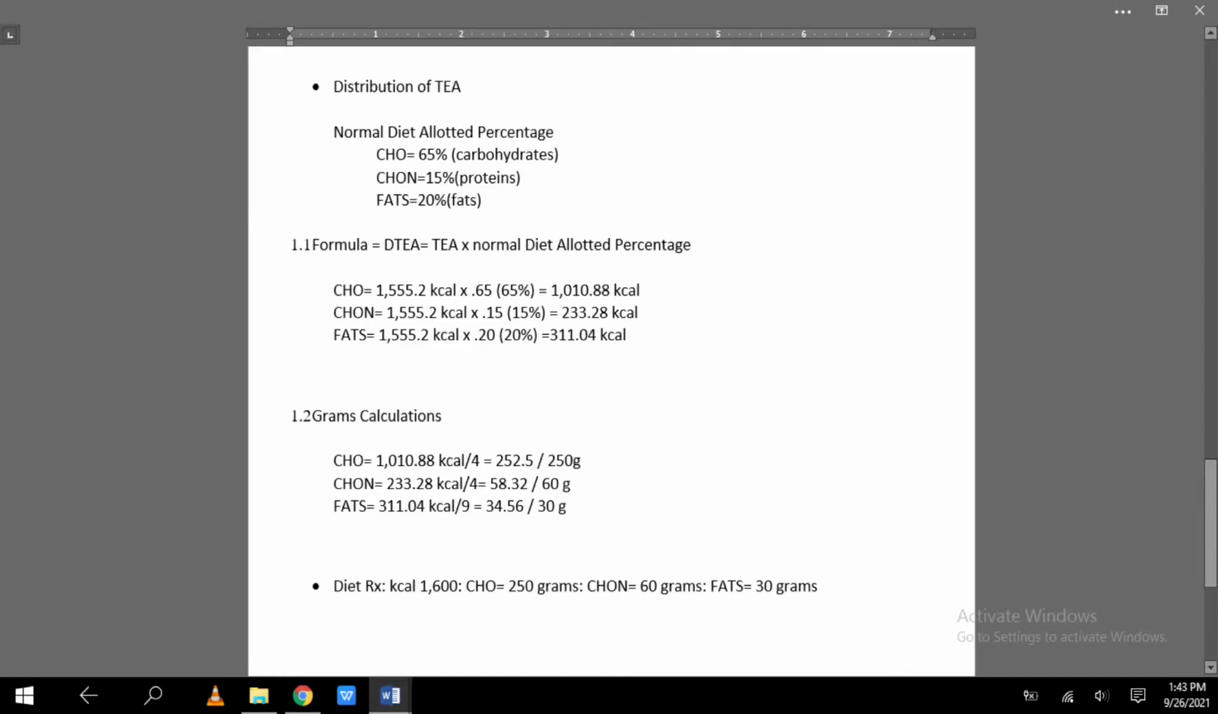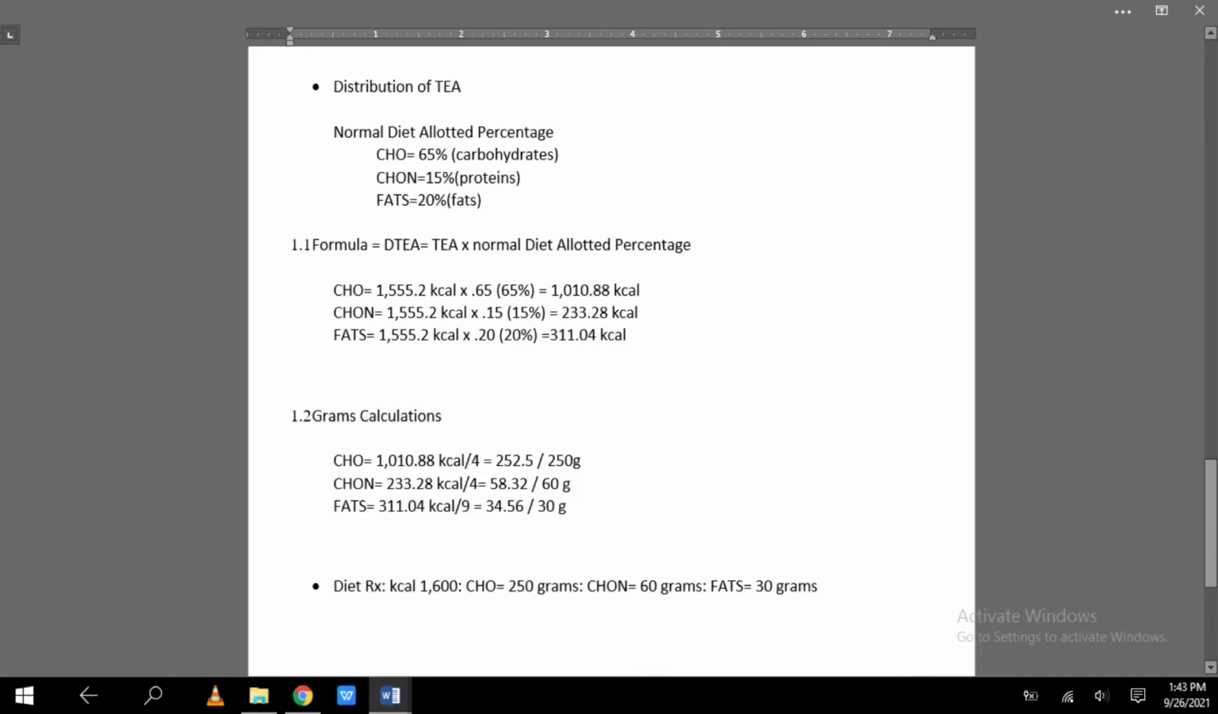So let's move on to the distribution of TEA. The normal diet allotted percentage for carbohydrates is 65%, for proteins is 15%, for fats is 20%. The formula in getting the distribution of TEA is equal to TEA times normal diet allotted percentage. For carbohydrates, 1,555.2 kcal, which is my TEA, times 0.65, the normal diet allotted percentage in carbohydrates, is equal to 1,010.88 kcal.